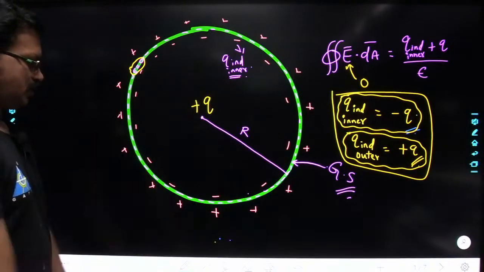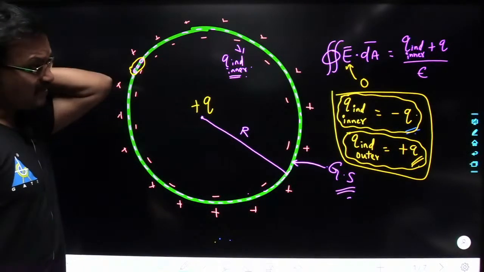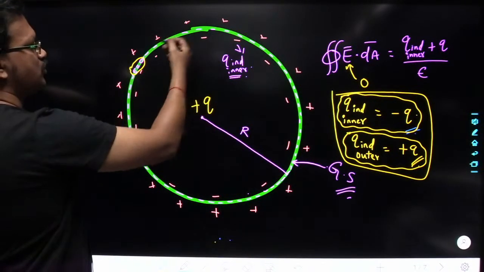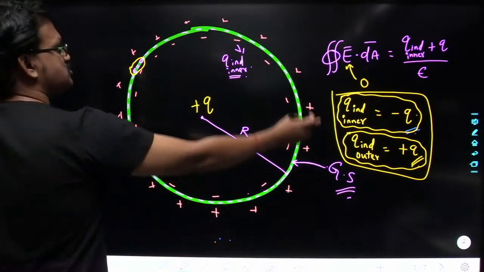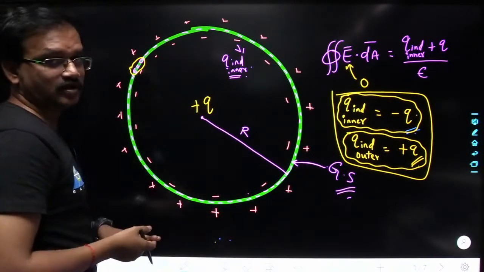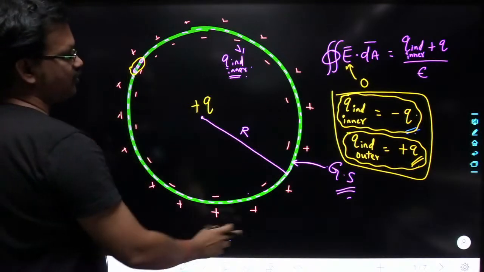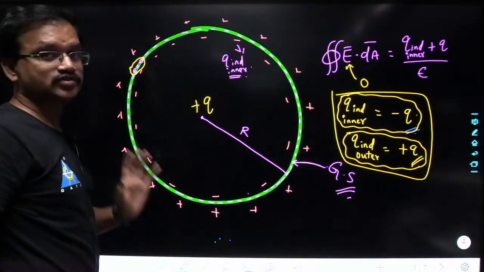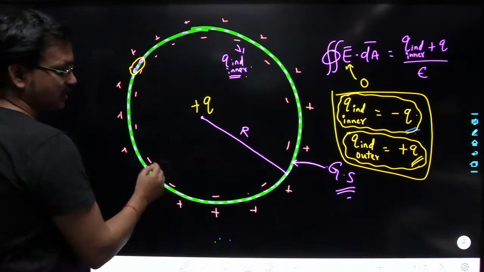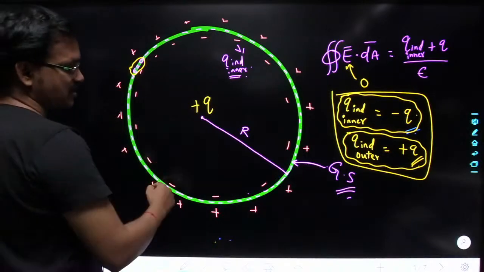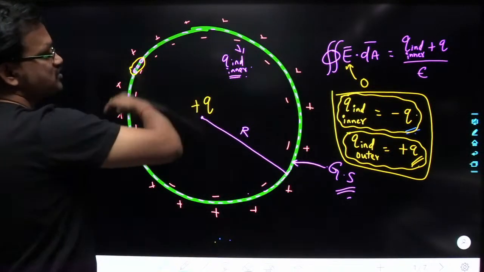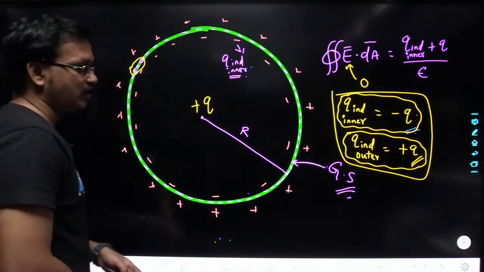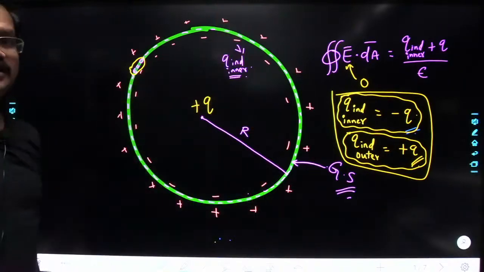In some books they have represented only Q induced inner, and they have not represented the charge induced on the outer surface of the conducting material. If you don't represent the Q induced on the outer surface, then obviously you are going to get the electric field equal to 0, which is wrong. If there exists a negative induced charge on the inner side, then outside there must be a positive induced charge, such that the net induced charge is always 0. So the electric field equal to 0 at point P is wrong here.